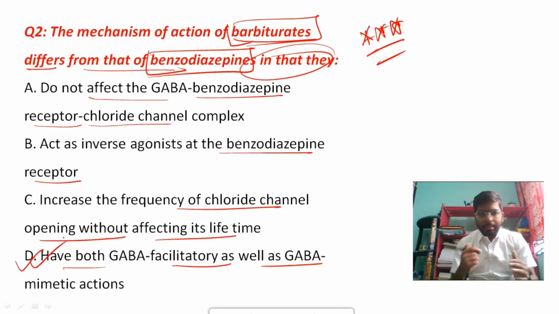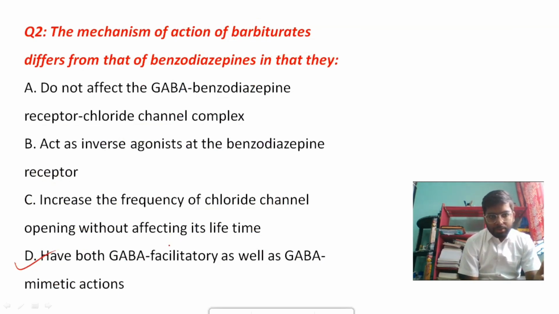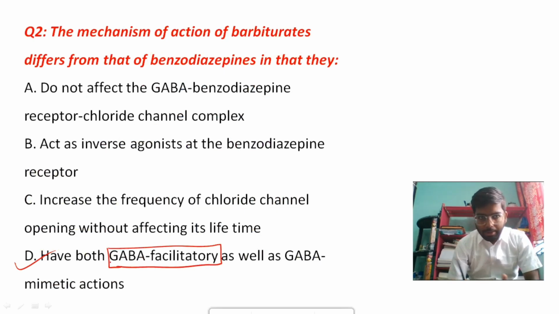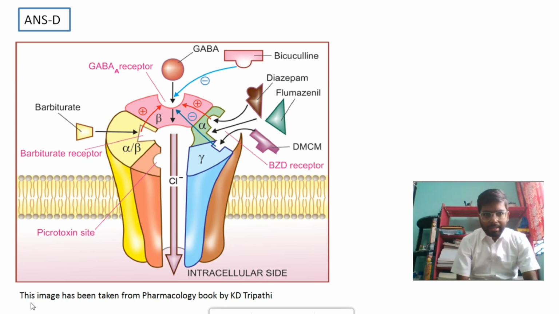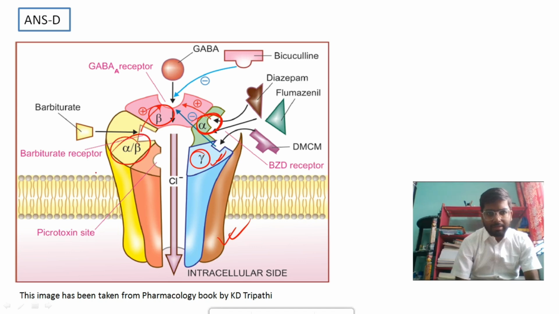That means benzodiazepines have only GABA facilitatory effect, whereas barbiturates have GABA facilitatory effect plus GABA mimetic effect. What is this? Let's understand. This is the chloride channel, the GABA gated chloride channel. There are a few subunits: this is beta, this is gamma, this is alpha, this is beta, and this is alpha slash beta. Benzodiazepine can bind in the alpha subunit. GABA can bind in the beta subunit. Barbiturate can bind in the alpha slash beta site.